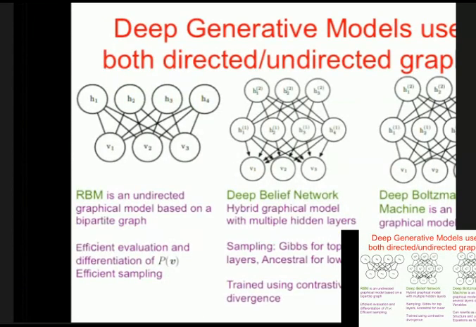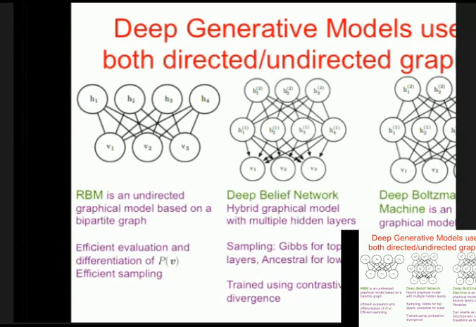in deep learning. So deep generative models use both directed and undirected graphs. Those are all the kinds of things you have to be aware of to work on these topics. So here is an RBM, an undirected graphical model based on a bipartite graph. Efficient evaluation and differentiation of P(v), efficient sampling, all these things. It's a very efficient model to work with. Deep belief networks, a hybrid graphical model with multiple hidden layers. There are hidden layers now. And sampling is Gibbs for the top layers and ancestral for the lower, because this is directed and that's undirected. Trained using contrastive divergence, which we just saw.